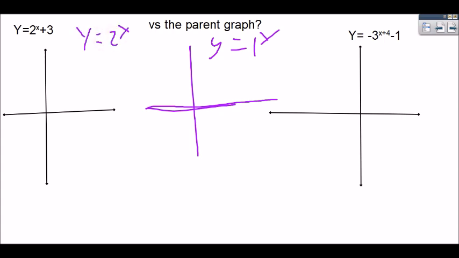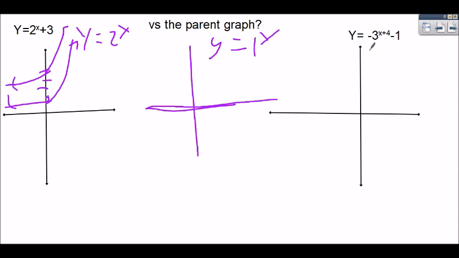So my parent graph for this function is y equals 2 to the power of x. So that means that my y-intercept would be at 1, and then up 2 over 1, going like that. My new one of adding plus 3 means I would go up 3, and then have a parallel graph to that.